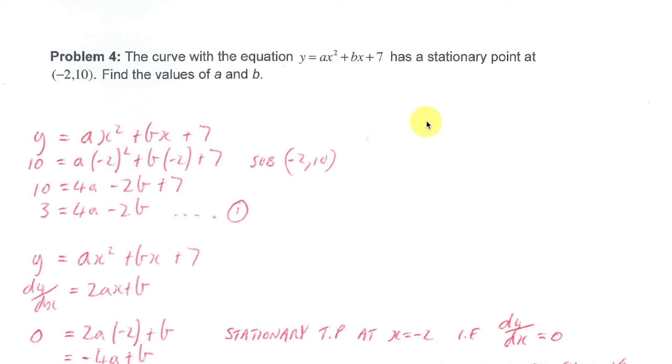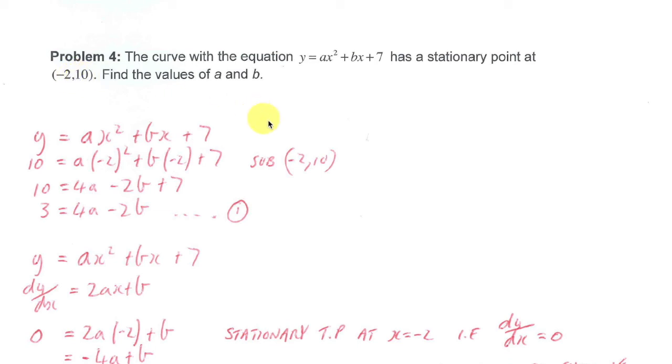So in this question, there's actually two bits of information. Firstly, if I were to substitute -2 into this rule here, the value of y would be 10. That will give us one piece of information, and from it, we'll have one equation. The second thing is that we know that at that position, (-2, 10), it is in fact a stationary turning point. That means if we can work out dy/dx from this original rule, then if we substitute -2 into that dy/dx, the result should be equal to 0 because it's a stationary turning point at (-2, 10).